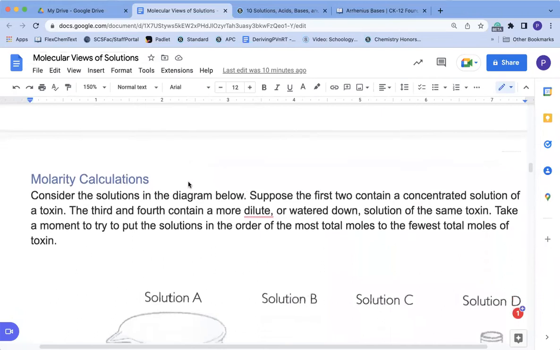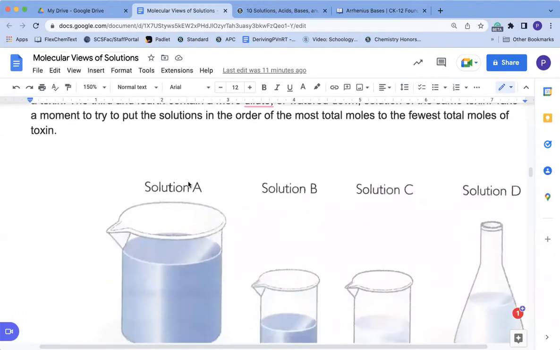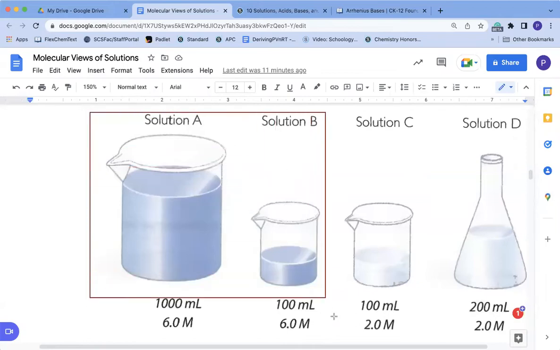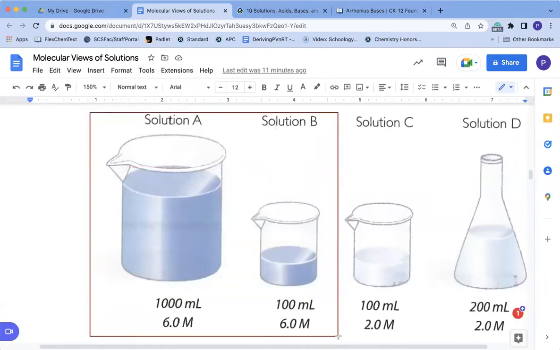Again, you're reading this either before or after you viewed this video. So now we're going to take a look at four solutions. Uh-oh, we have different volumes and different concentrations. So before we do anything, let's understand what's different and similar between solutions A and B. Solutions A and B have the same concentration, the same ratio of moles per liter.